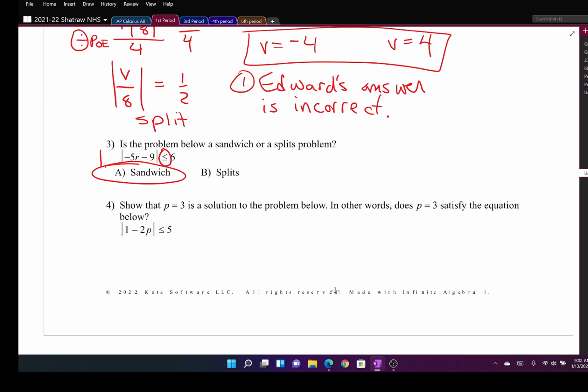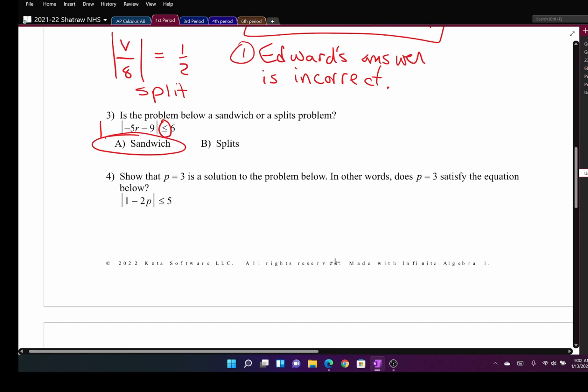Okay. Show that P equals 3 is a solution to the problem below. In other words, does P equals 3 satisfy the equation? Well, I won't know if it satisfies unless I plug in P equals 3. Please do that for me. 1 minus 2 times 3. Take the absolute value of that. It should be less than or equal to 5.